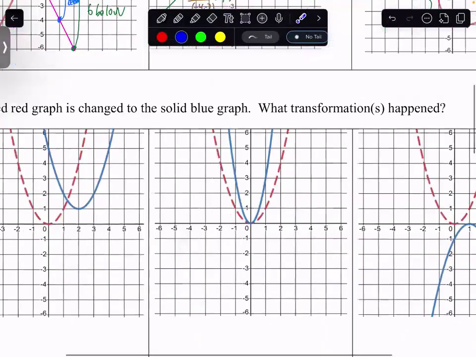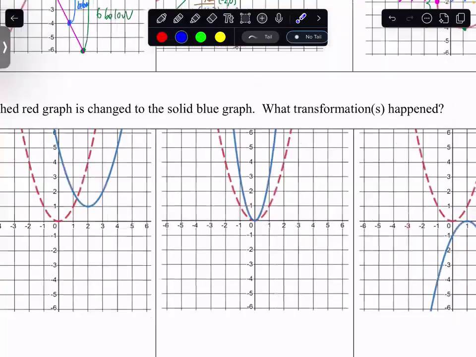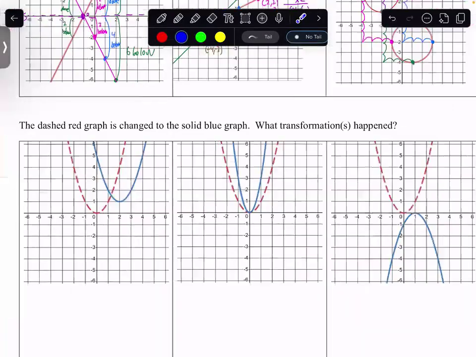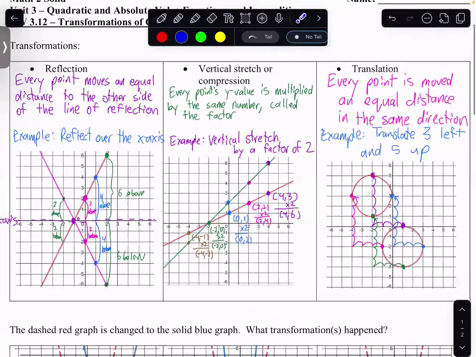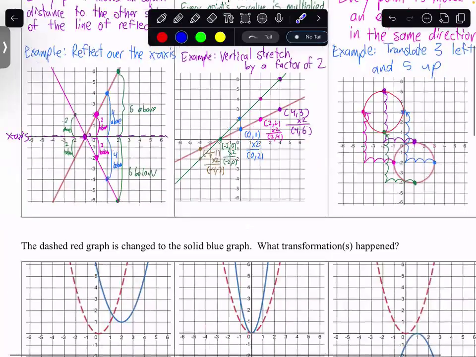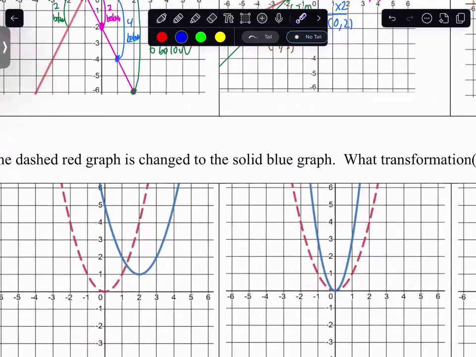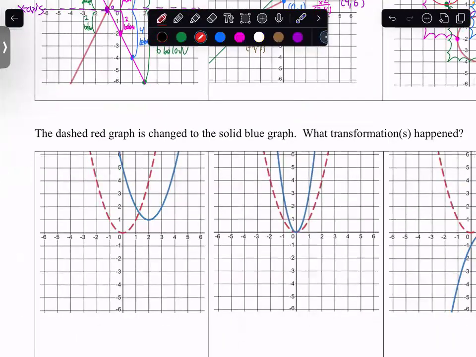Somehow you need to take this dashed red graph and make it land perfectly on the solid blue graph. Same thing over here. How do you change the red into the blue? And over here, how do you change the red into the blue? You might need to do more than one thing. So go and take a minute and see if you can write down how to change the red graph into the blue graph. Again, we're starting with the red.